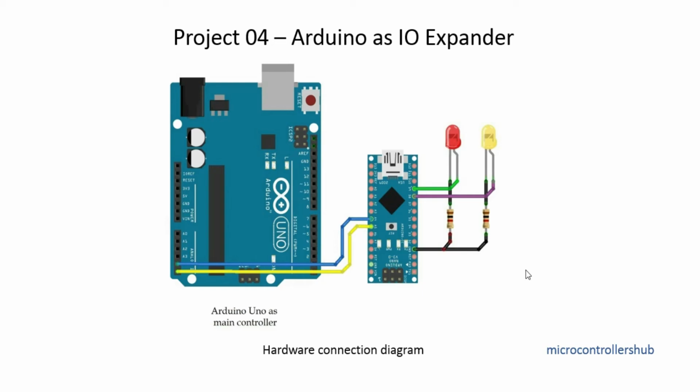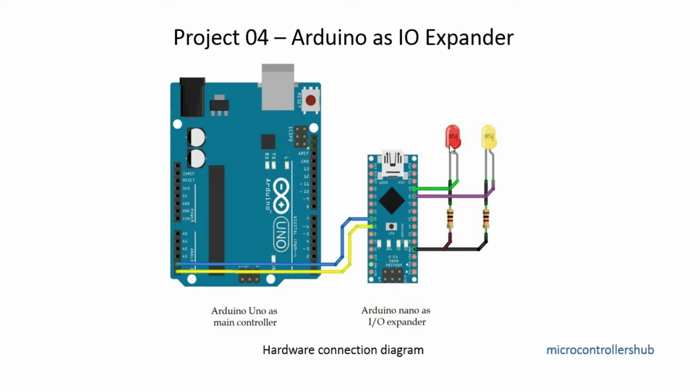Now let's move to step 1, hardware setup. Here Arduino Uno is the main controller, responsible for reading commands from the serial port. Consider all of the pins of the Arduino Uno board are already used and you want to connect two more LEDs for some indication purpose. Here comes the role of Arduino Nano, which is used as an I/O expander.